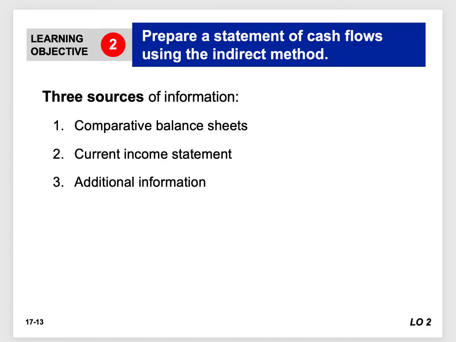Now, in order to prepare the statement of cash flows using the indirect method, we need three sources of information. First, we need a comparative balance sheet that shows the changes in our accounts, right? That's why we need it, because we're going to see, did an account increase, did an account decrease, okay? Second thing we need is the current income statement. And then the third thing we need is any additional information, meaning, did we have any significant non-cash investing and financing activities, okay? If we did, we need that information, okay?